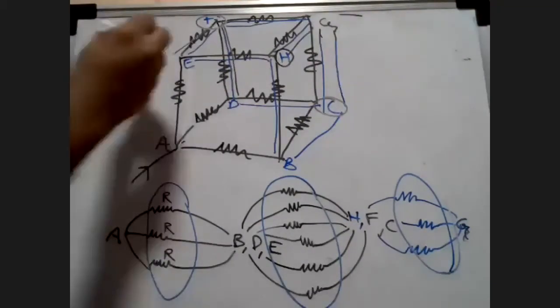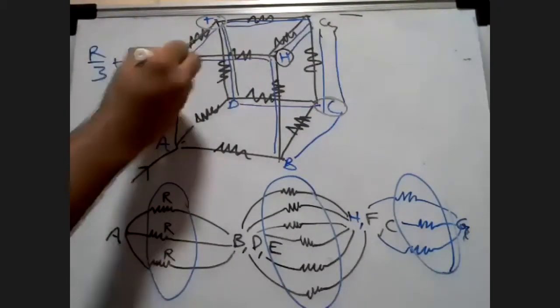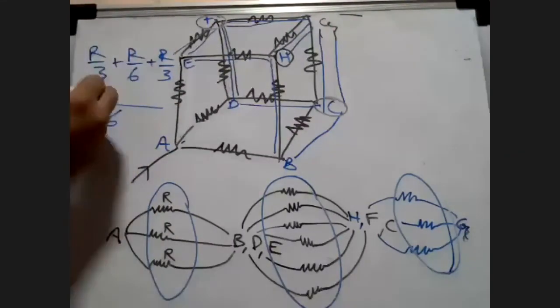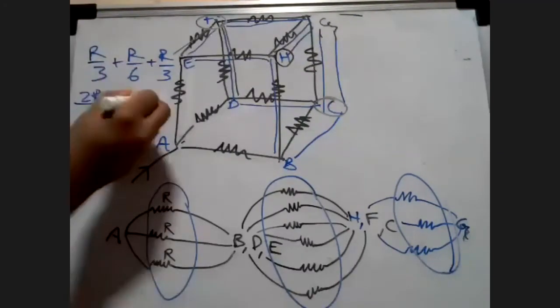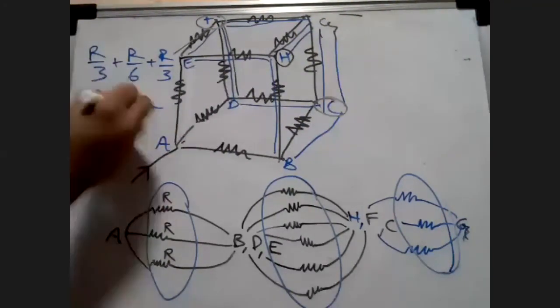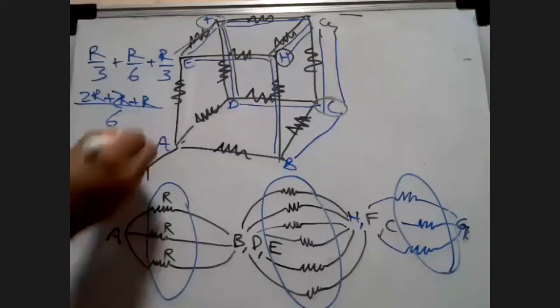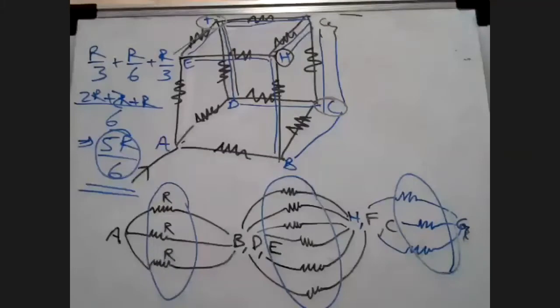What is going to be the resistance across this? Again, R by 3. Come on, solve this. What do you get? Take 6 as the LCM. What do you get? 5R by 6. So it's going to be 5R by 6. This is your answer.